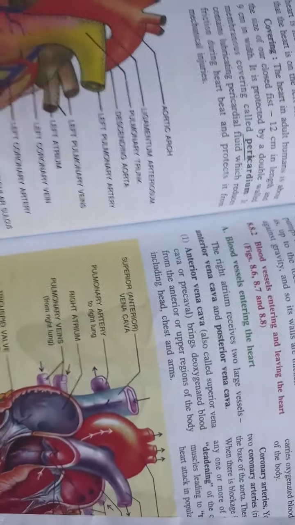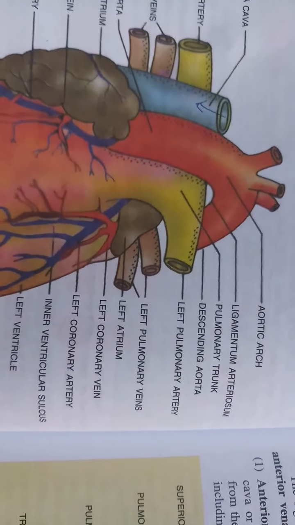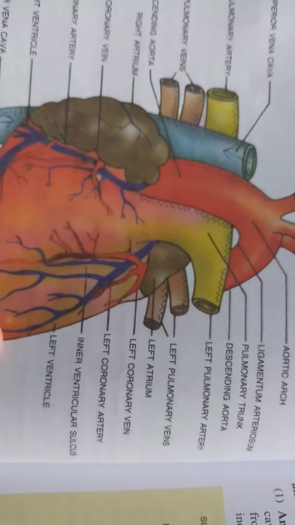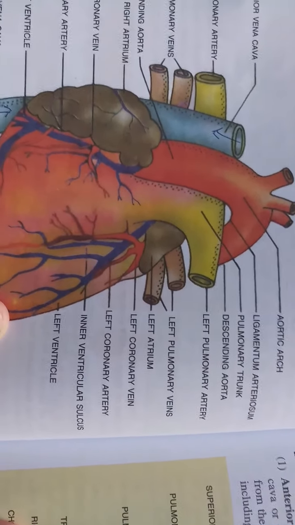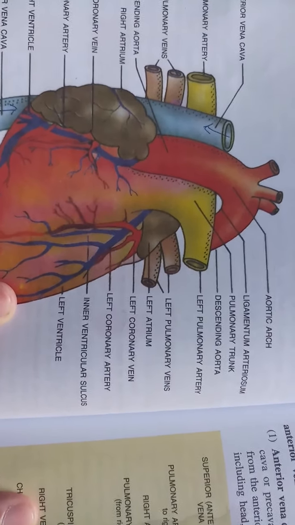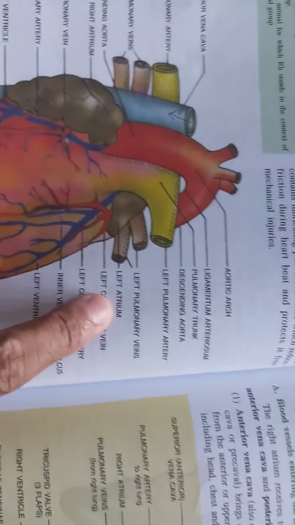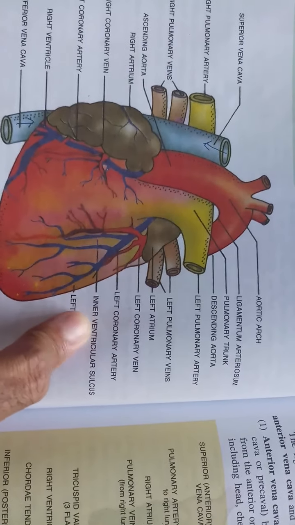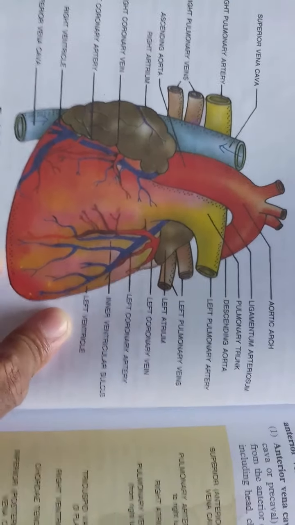Same way you can see the same names on the other side with the left particles. It says aortic arch. Now we'll see a little bit later on about the different vessels. But let me finish the naming. Then pulmonary trunk, descending aorta, left pulmonary artery, left pulmonary veins, then left atrium, left coronary vein, left coronary artery, interventricular sulcus and left ventricle, right?